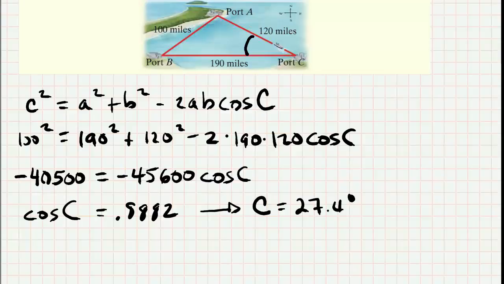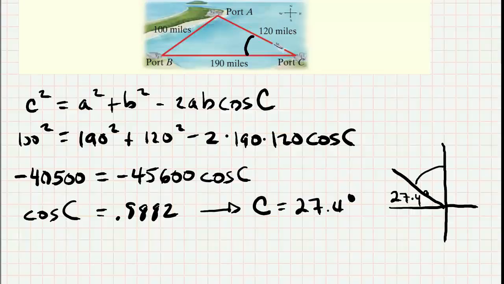Okay. Now the subtlety here is that when we talk about navigation, we need to move west or east of the north-south line. The north-south line is up and down right there. And so the angle that we're looking for is not 27.4 for our final answer. We have this situation. We have this angle 27.4 degrees right here. But we need to know the angle off of the north-south line, which is that angle.